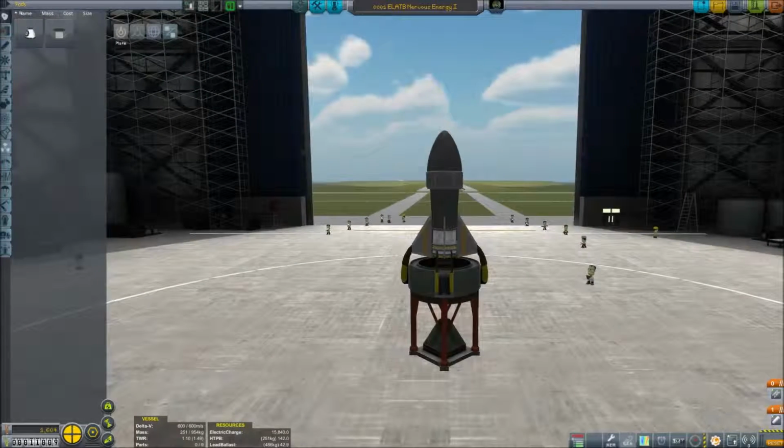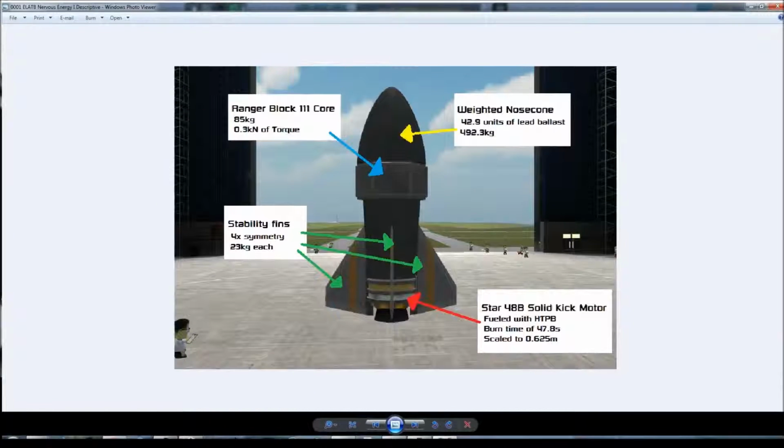Anyway, let's look at the craft specs. So here is our craft, the Nervous Energy 1. You can see here it's controlled by the Ranger Block 3 core. This 85 kilogram core contains its own integrated omnidirectional antenna, and also some reaction wheels capable of generating 0.3 kilonewtons of torque, which is actually quite a lot in Realism Overhaul.